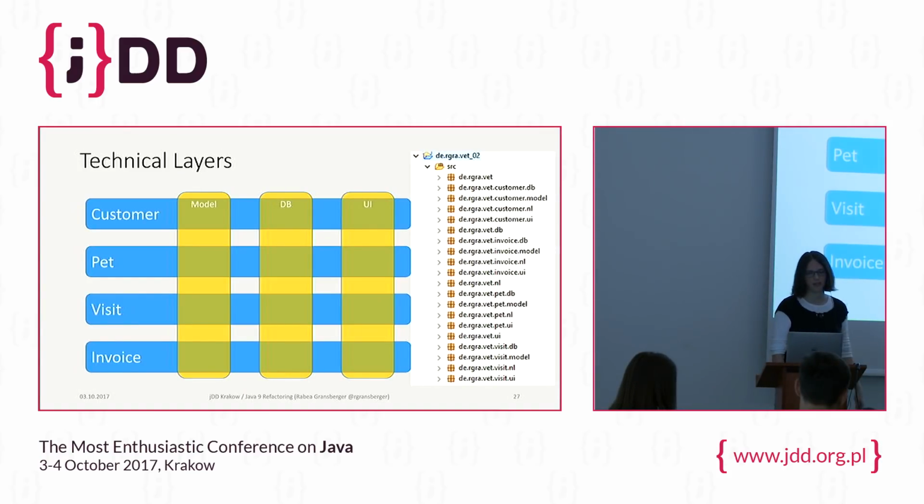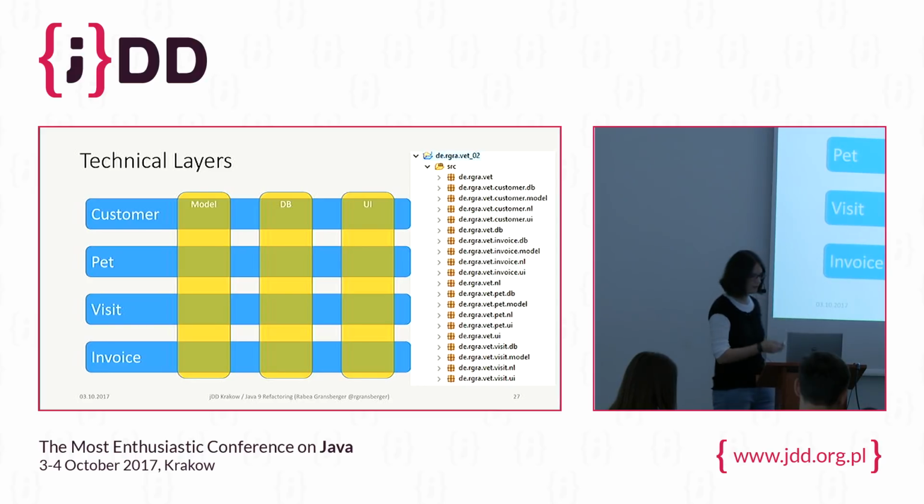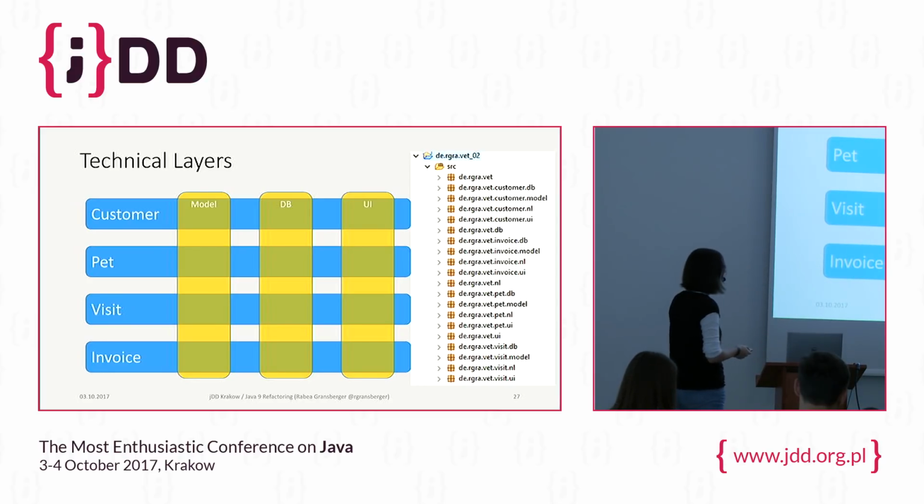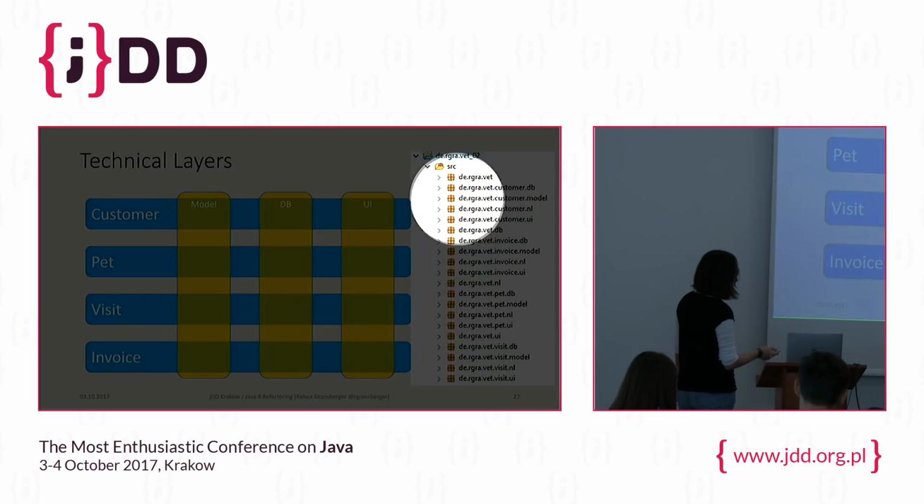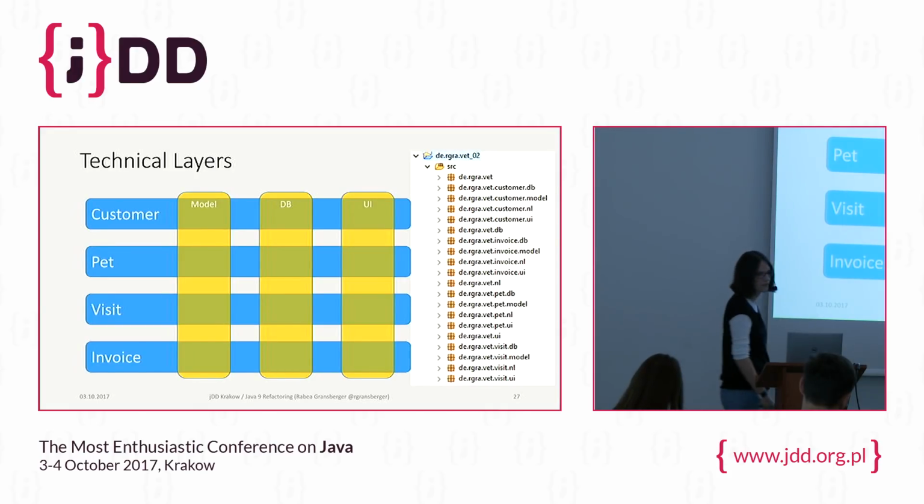And then our application looks like that. We have far more packages over here on the right-hand side. We have the DB package, the model package, the UI package, and also an NL package, which contains the internationalization messages. And we have some additional packages. The vetDB package is a helper package, and the vet package still contains the main classes.